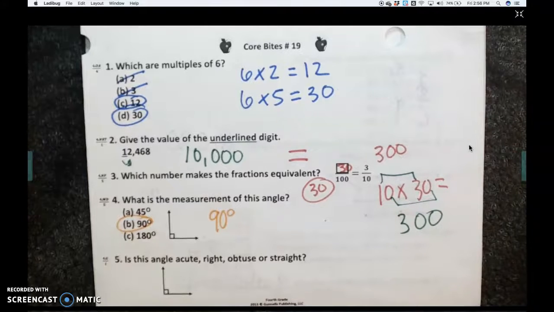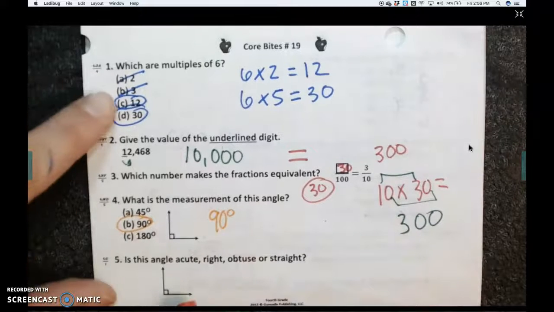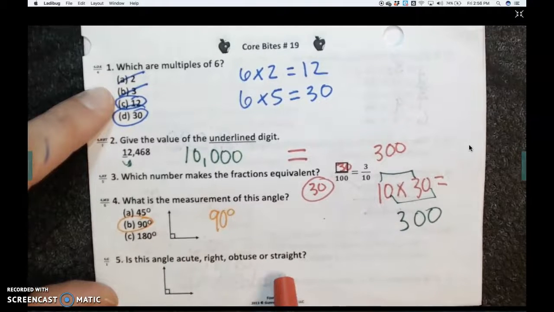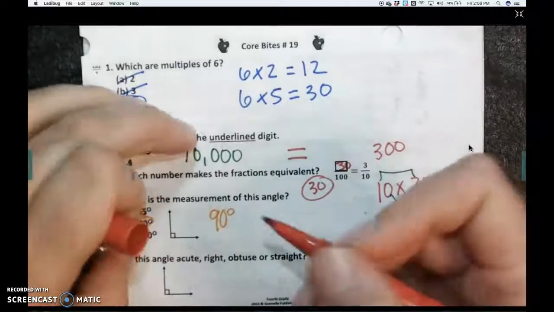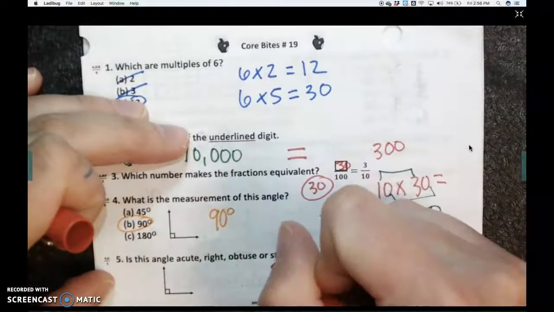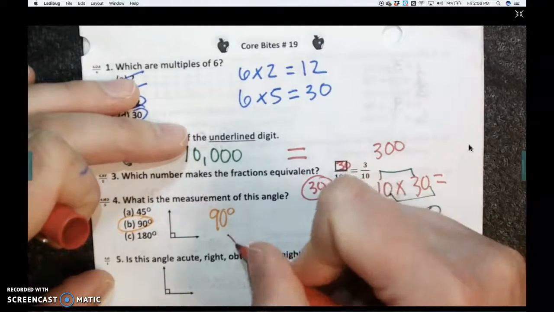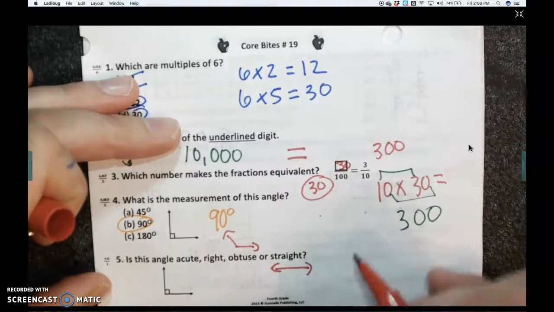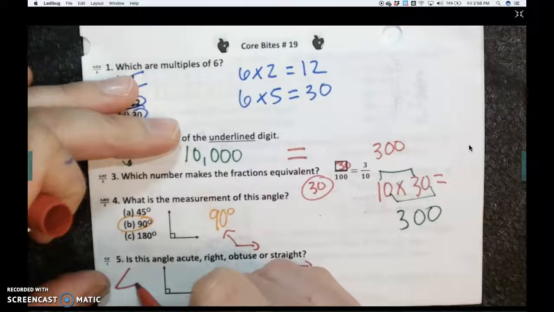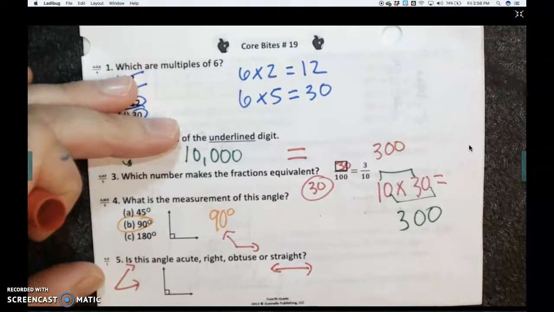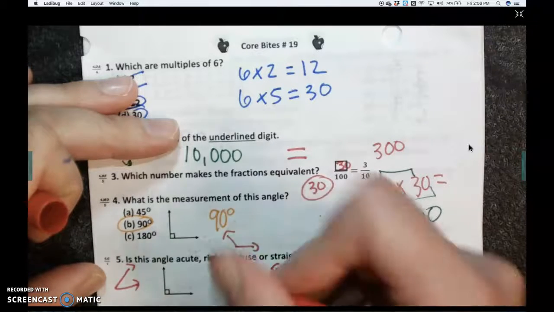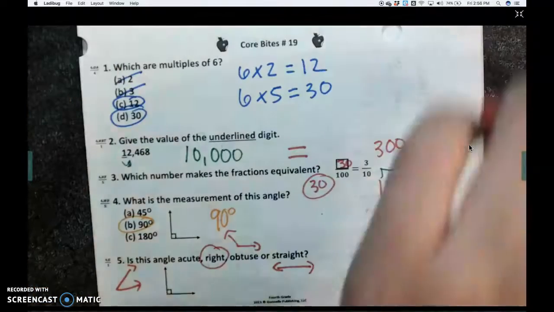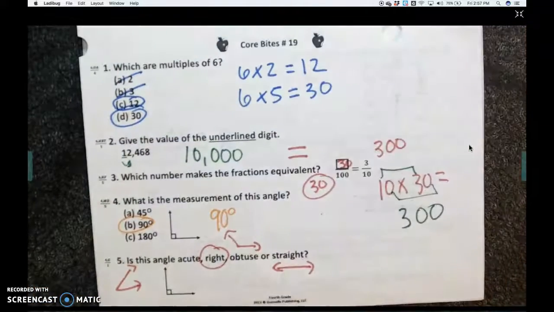So the next one says, is this angle, that is this angle here, is it acute, right, obtuse, or straight? Okay, so a straight angle would be just like that. Obtuse would be over 90. Right is 90. And then acute would be oh so cute because it is less than 90. Okay? So this angle is actually a right angle because it is exactly 90 degrees. So please make your corrections and let us know if you have any questions.